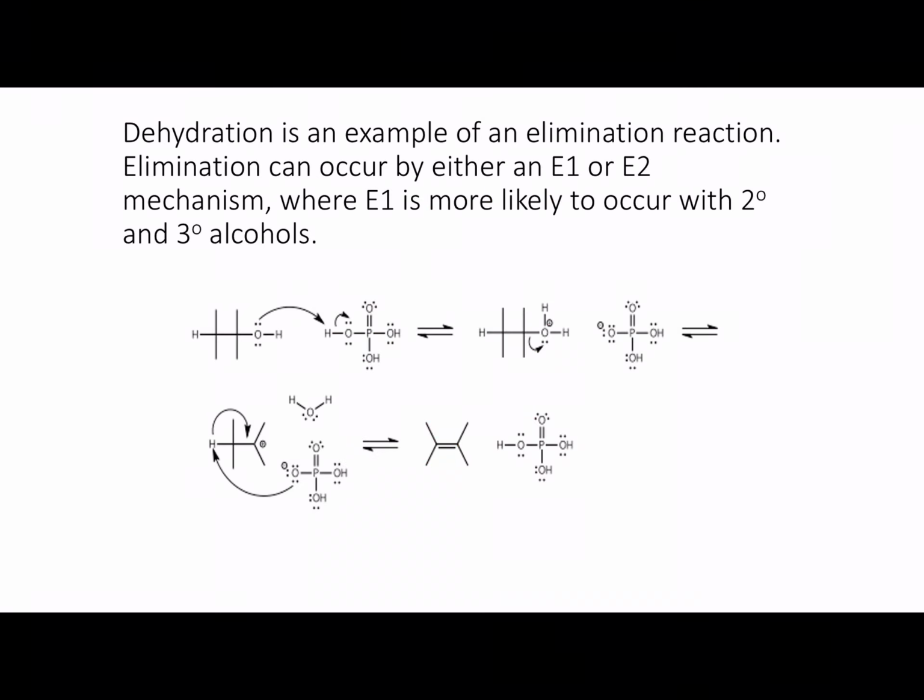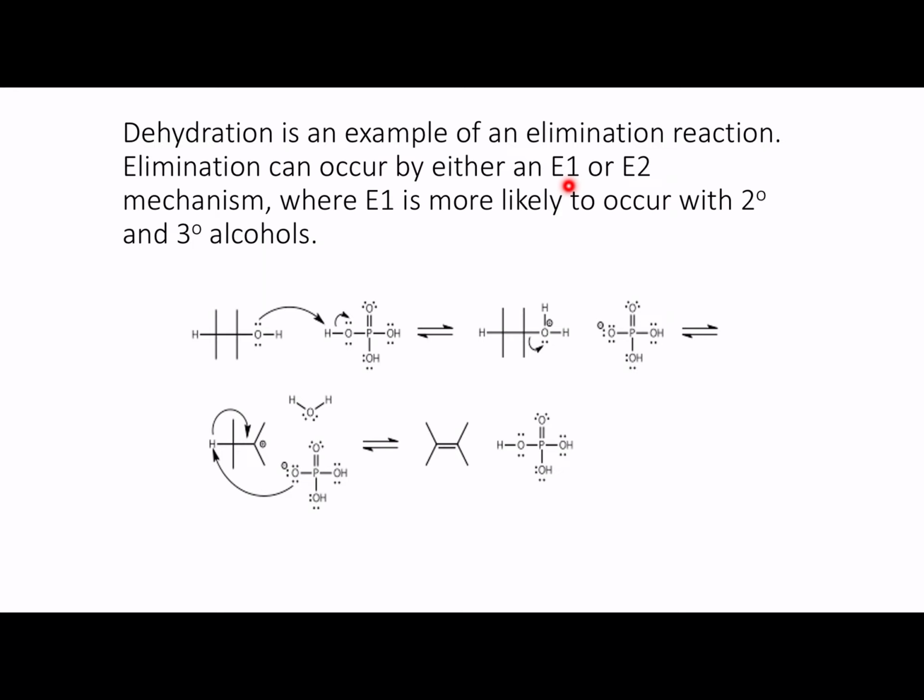And let's look at the general mechanism for the formation of alkene from an alcohol. Okay, so this mechanism is in your handout. Dehydration is an example of an elimination. Elimination is removal of a molecule. It could be an acid molecule like hydrochloric acid, or it could be a water molecule. Then we call it a dehydration. Elimination occurs by either E1 or E2.